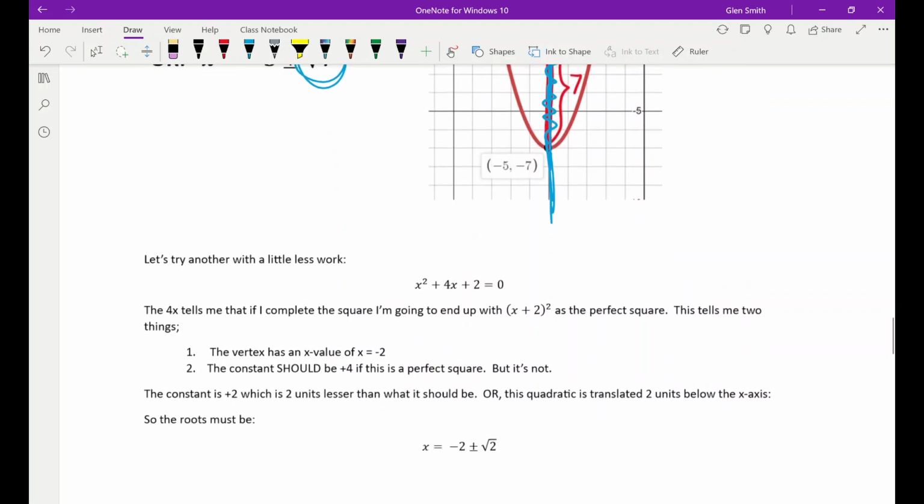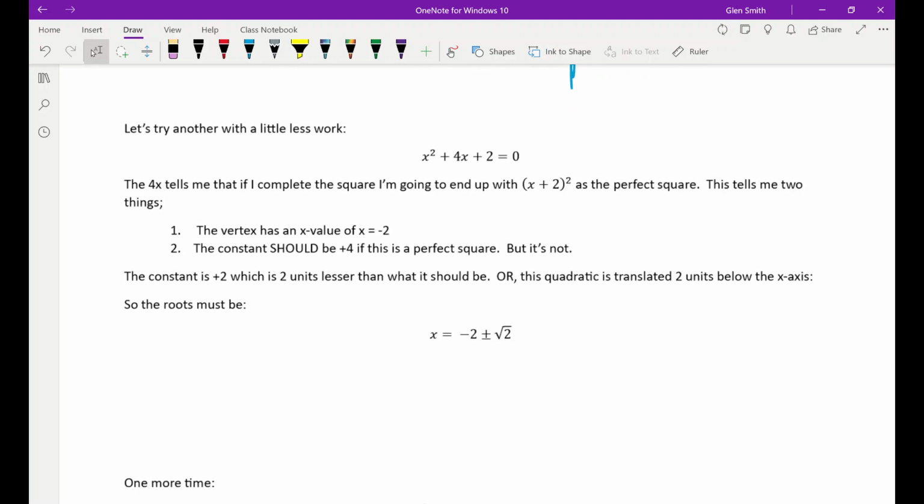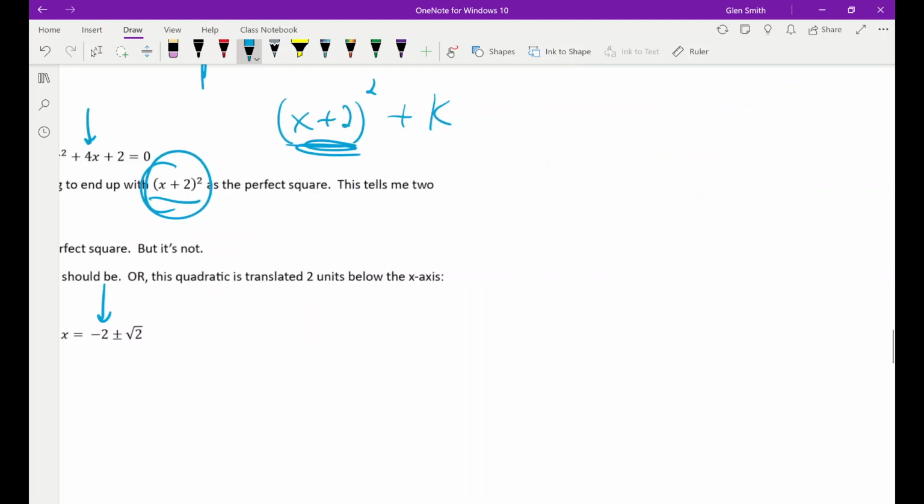All right, one more time, a little bit less work. We have the x squared plus the 4x plus 2. The 4 tells me it should be x plus 2 squared, so the vertex has an x value of negative 2. Remember, if you have any parabola, x plus 2 squared, plus any number back here or minus any number back here, the vertex x value is still negative 2. This number tells you what the y value is. So that's why I know the x value is negative 2, because I'm going to pull the vertex down or up from negative 2, and it's going to be centered there. And then we're going to go up some and down some to find the x-intercepts.